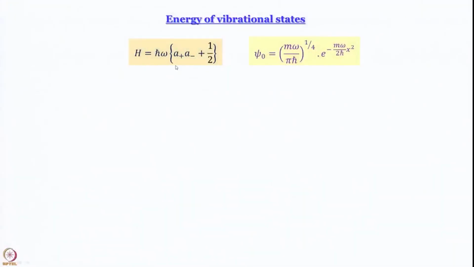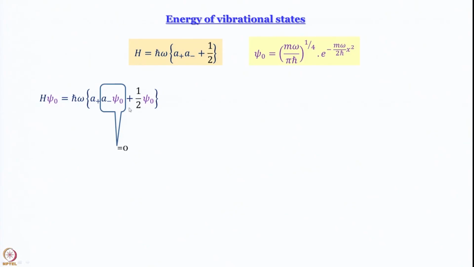So, H equal to ħω multiplied by (a+ a- plus half). This is the form of Hamiltonian we will use. So, H psi 0 then becomes ħω multiplied by a+ a- psi 0 plus half psi 0, that should be equal to E psi 0, right. Now, one thing to remember from the last slide is that we know very well that a- psi 0 is equal to 0, right.